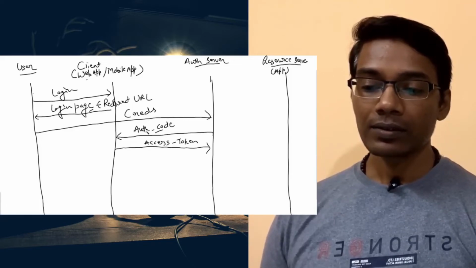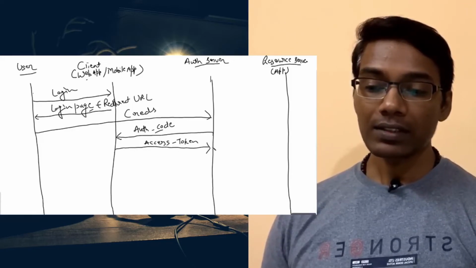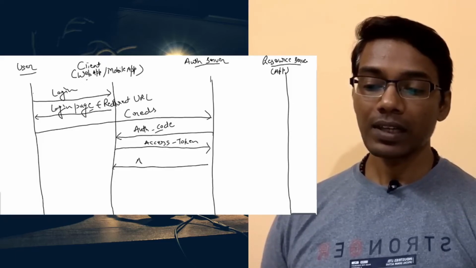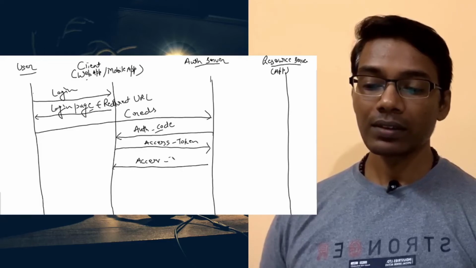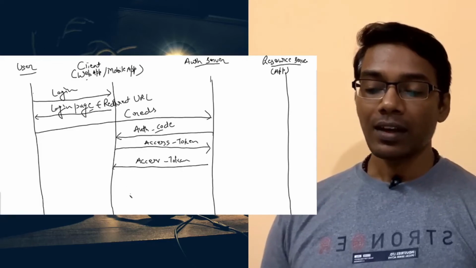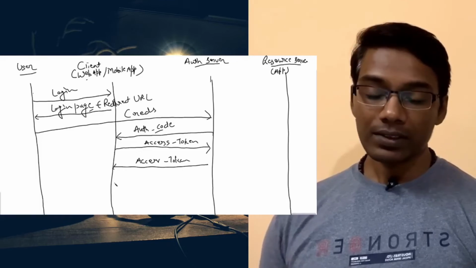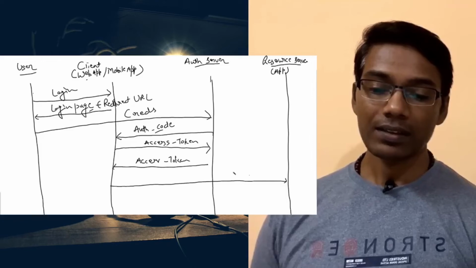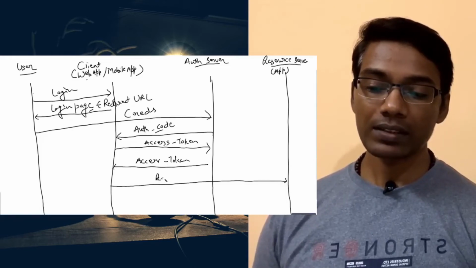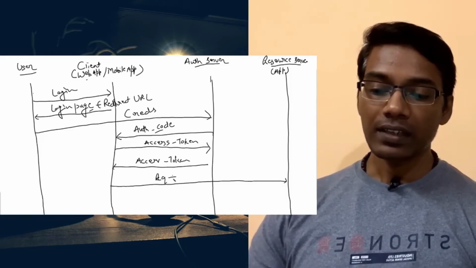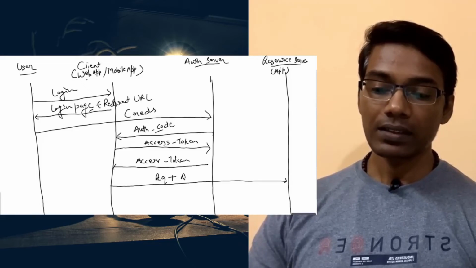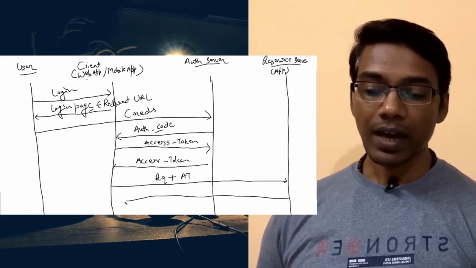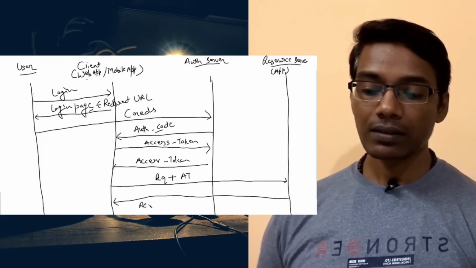Using this auth code, the client will send the request for the access token, and in response, the authorization server will give that access token to the client. Now, in any of the subsequent requests, the client app can send the request plus this access token. If those things are fine, then the resource will be given back to this client.